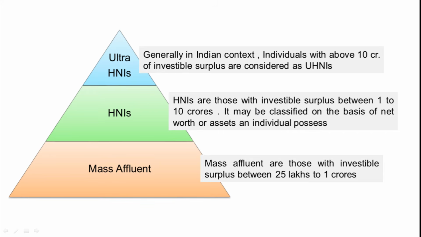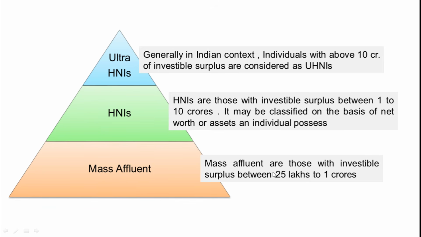So HNIs are those with investable surplus between 1 to 10 crore, and it may also be classified on the basis of the net worth or assets that an individual possesses. So it depends on the bank or financial institution how they want to classify their clients, on the basis of the investment amount, their net worth, or the assets they possess. So all these things are taken into consideration while classifying the clients into these three stages of the pyramid.